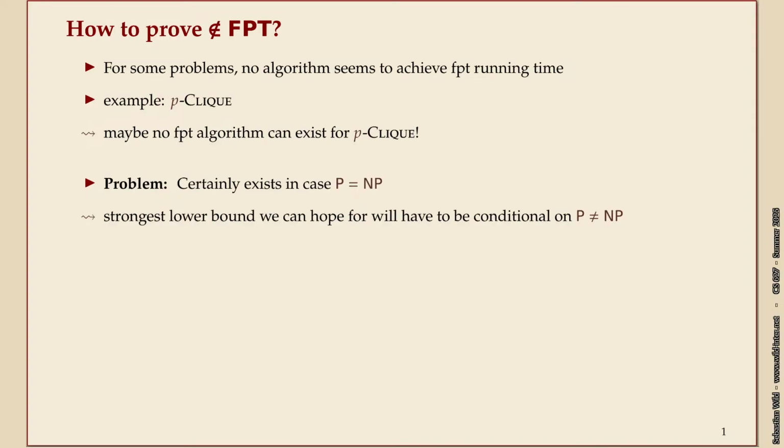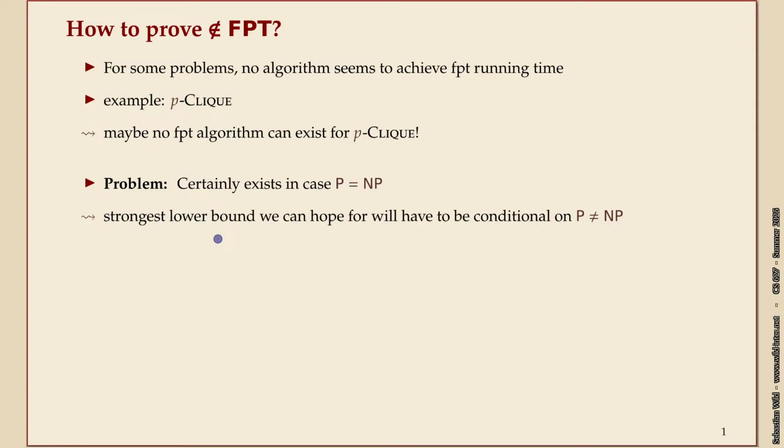In particular, with the usual problem that for the maybe not so likely case that P equals NP, but at least it's still a possibility, we cannot possibly prove such a statement. If P equals NP, then all of the problems that we discussed here, all problems in NP, are also in P, and then of course they're trivially also in FPT, because any polynomial time algorithm is also a fixed parameter algorithm, an FPT algorithm.